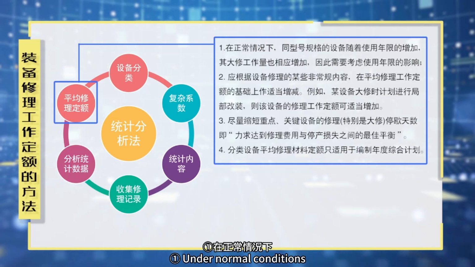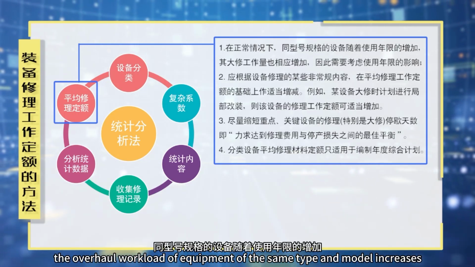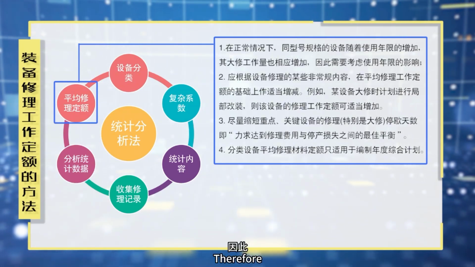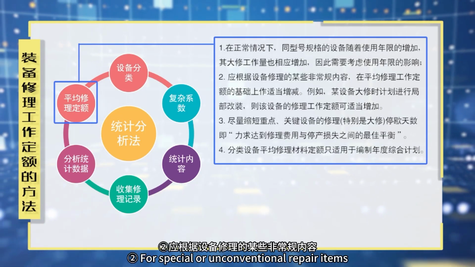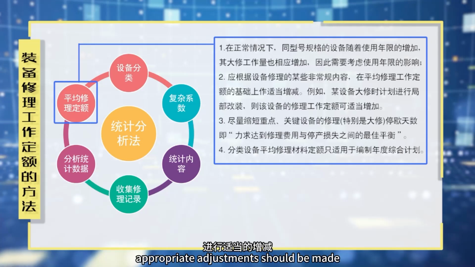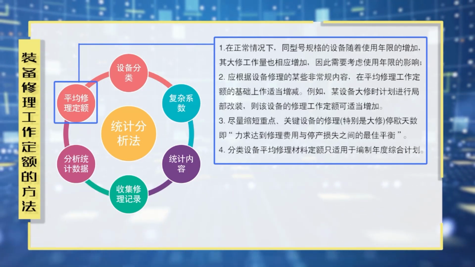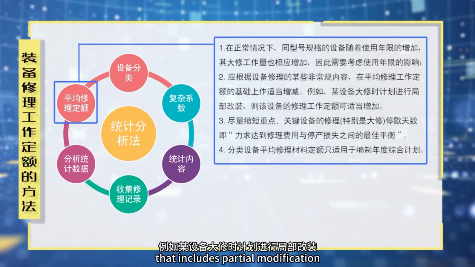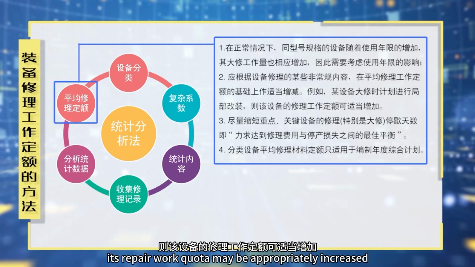First, under normal conditions, the overhaul workload of equipment of the same type and model increases with service age. Therefore, the influence of service life should be considered. Second, for special or unconventional repair items, appropriate adjustments should be made based on the average repair work quota. For example, for an equipment overhaul that includes partial modification, its repair work quota may be appropriately increased.